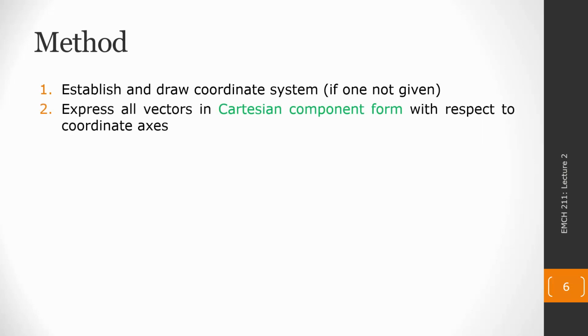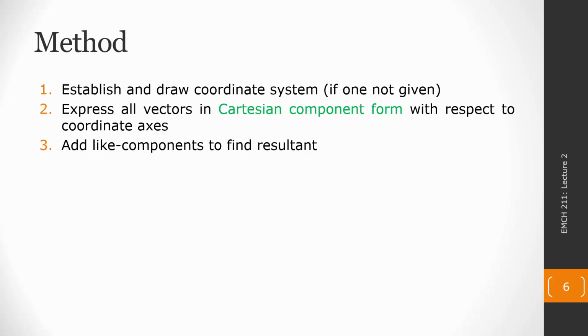Then all the vectors we want to do operations with, whether it's adding like we're talking about now, or dotting or crossing, which we'll get to later, we want to express in this Cartesian component form, the i and the j, and in 3 dimensions, k form. So once all of our vectors are in this Cartesian component form and we want to add them together, the process is going to be fairly simple.